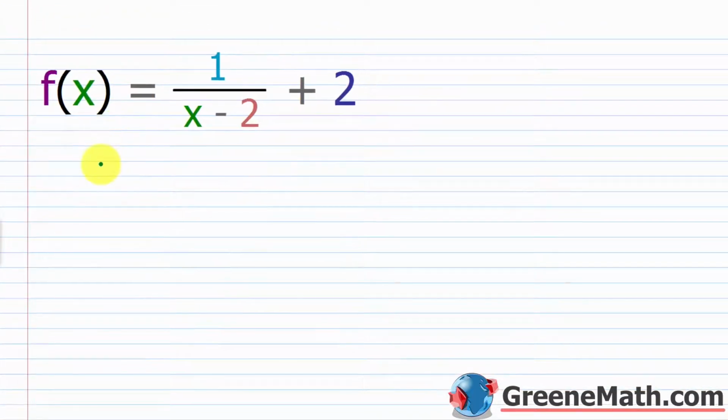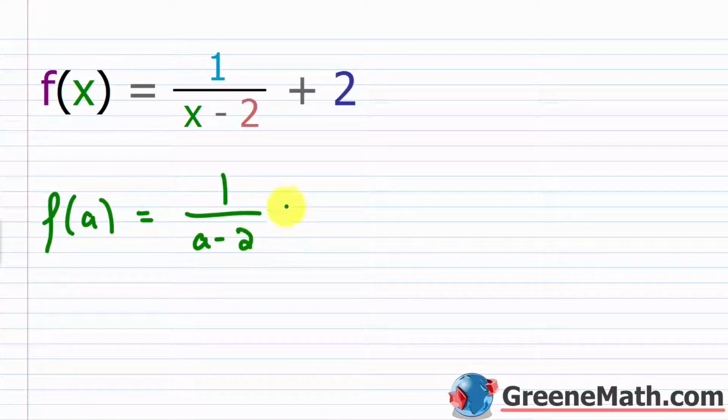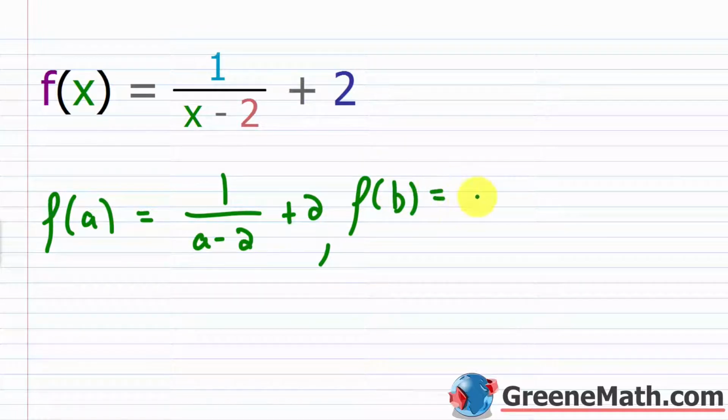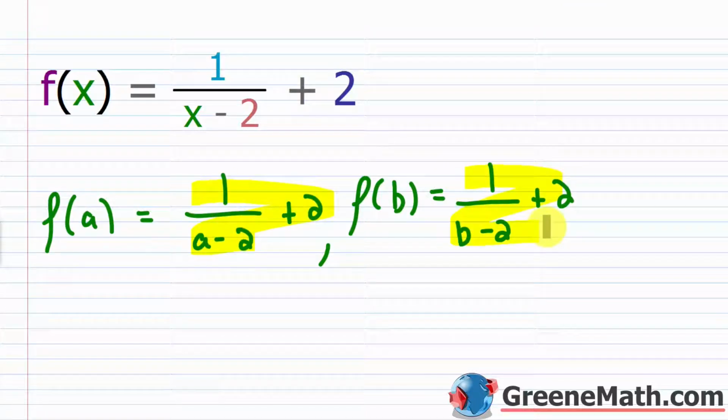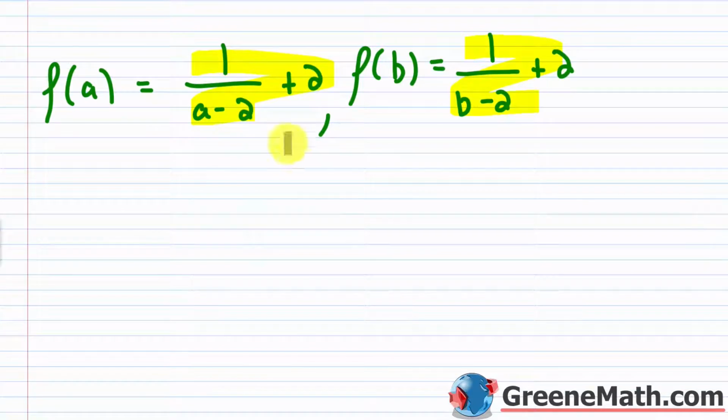All right, let's take a look at another one. So now we have f of x equals 1 over x minus 2, and then plus 2. So again, I'm going to go f of a is equal to 1 over a minus 2, then plus 2. And then I'm going to do f of b is equal to 1 over b minus 2, and then plus 2. Okay, so again, what I want to do is set these two equal to each other. So this is f of a, this is f of b. Set them equal to each other and show that a equals b if this guy is 1 to 1.